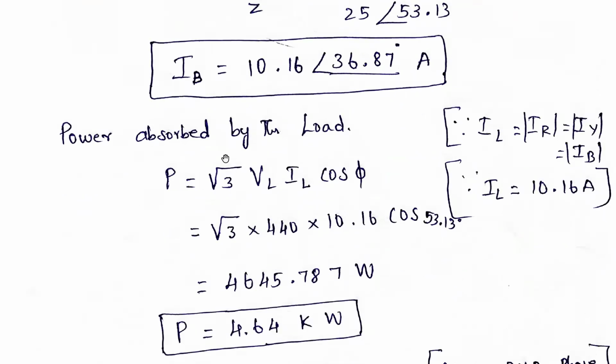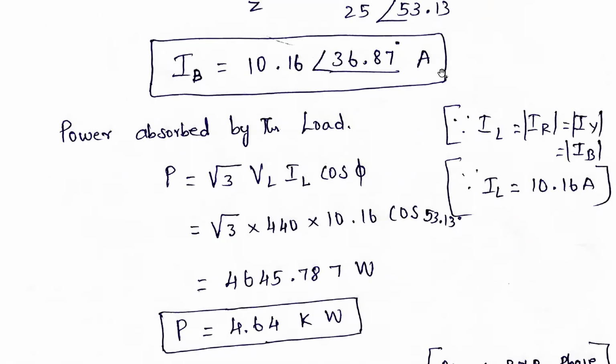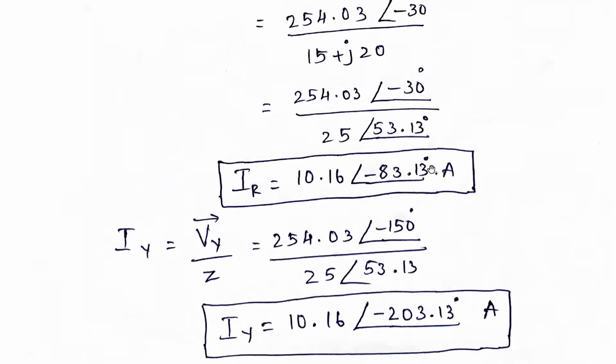Now we are going to calculate the power absorbed by the load. The power absorbed by the load, P, is equal to root 3 VL IL cos phi. The line current is equal to the phase current, all are the same, so the magnitude will come to 10.16 amperes. Only the phase angle changes, which we already calculated for IR, IY, and IB. So power is root 3 VL IL cos phi. So what is phi? Phi is 53.13.